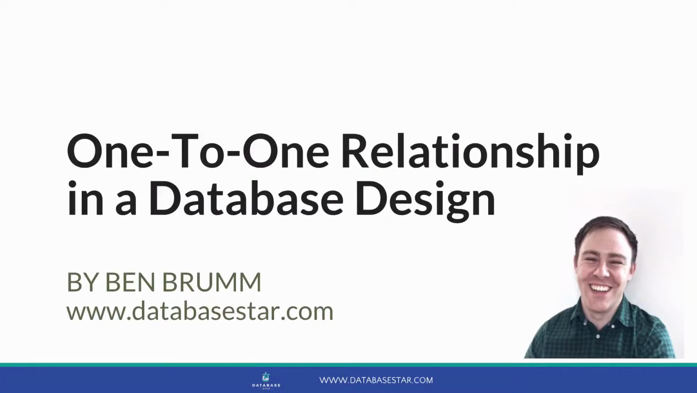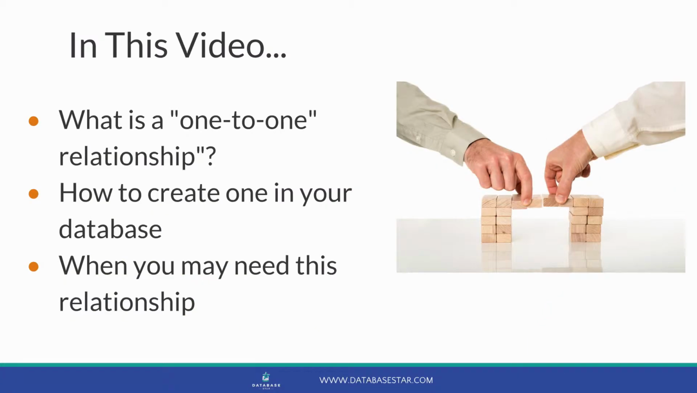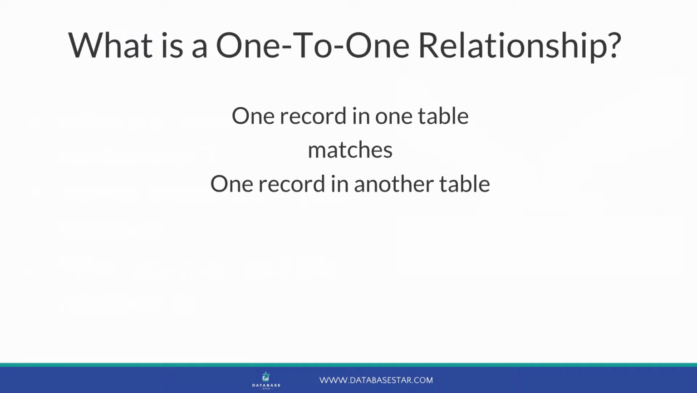A one-to-one relationship in database design. Today you're going to learn what a one-to-one relationship is in database design, how to represent it in a diagram, and how to know if you need to use a one-to-one relationship. This is a useful type of relationship for several different circumstances, and knowing what it is will help you when designing databases. By the end of this video, you'll know what a one-to-one relationship is and how you can use it in your database. So what is a one-to-one relationship?